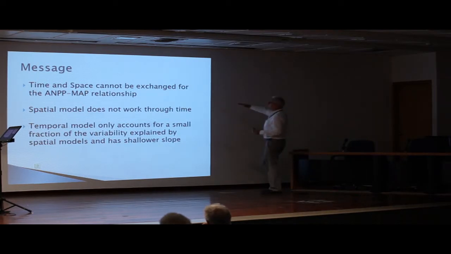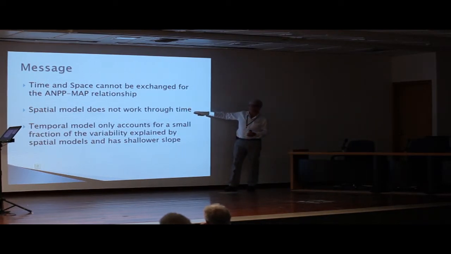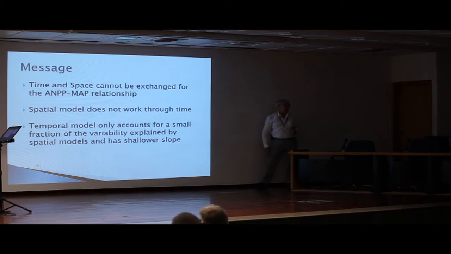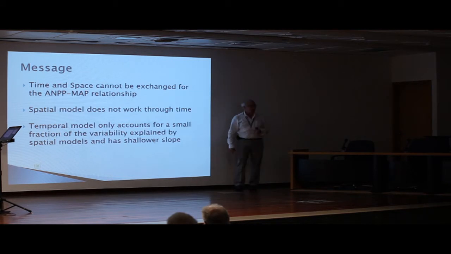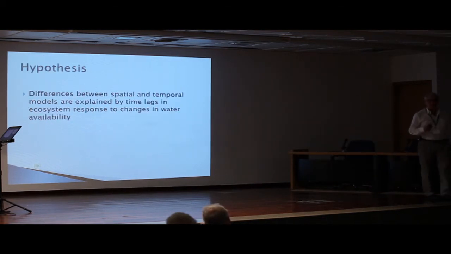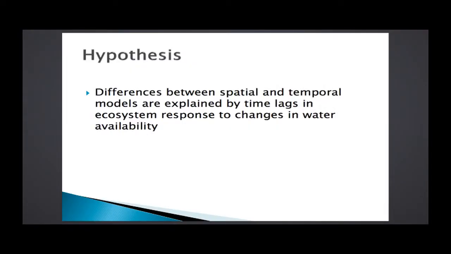So my second bullet is: the spatial model does not work through time. The temporal model only accounts for a small fraction of the variability explained by the spatial models. Remember, the spatial models were in the 90s. The temporal models are 20%, 17%, that order, and have a much shallower slope. So we have a hypothesis of why this is the case. Our hypothesis is that the differences between the spatial and the temporal models are explained by time lags in the ecosystem response to changes in water availability.